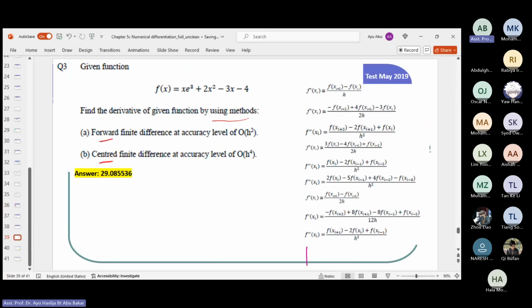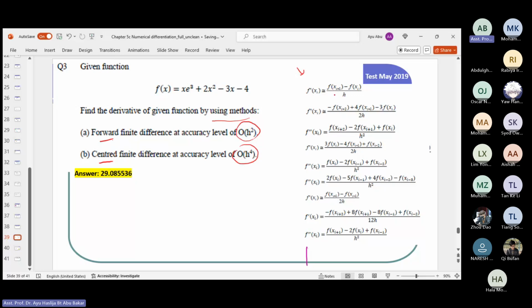So here it mentioned the accuracy level of h2 for forward, so higher order. And third, h4, higher order. So now this is the equation that will be given in the final exam. You must make sure which equation refers to which. It won't be labeled, you must identify it on your own.